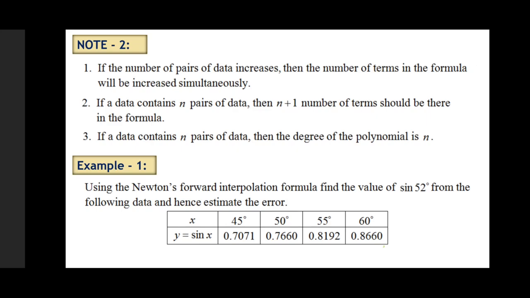The third point is about the degree of the polynomial. If the data contain n plus 1 data points, then the interpolation polynomial is of degree n. For example, two data points produce a first degree polynomial, which is a straight line. Three data points produce a second degree polynomial, which is a quadratic curve. Four data points produce a third degree polynomial, which is a cubic curve. So remember, if there are n plus 1 data points, then the degree of the interpolation polynomial is n.